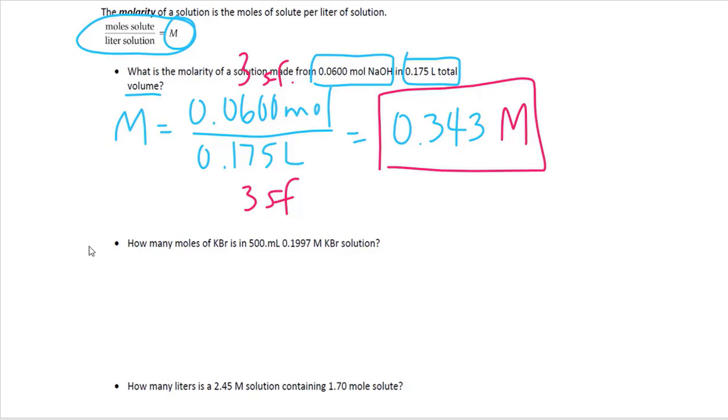Looking at the second one, it wants to know how many moles of potassium bromide are in 500 milliliters of this concentration of KBr solution. This is my numerator, this is my question mark. Now, remember, molarity is moles per liter. This is milliliters, so we just need to do a quick conversion from milliliters to liters. And we know that there are 1,000 milliliters in 1 liter.